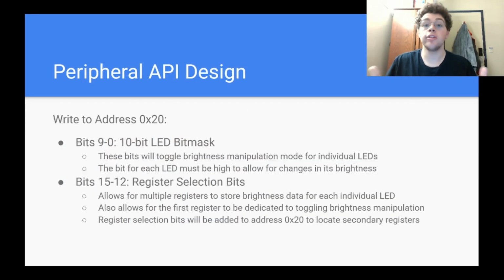To make the peripheral easy to work with for the programmer, we developed a simple API that goes like this. At the address 0x20, the I/O address, the I/O controller will enable the LED peripheral, and it will take in data from the accumulator. That data will be parsed into a section of 10 bits, 0 to 9, and 4 bits, 12 to 15. 0 through 9 is the LED bit mask. That is essentially what toggles LEDs to be changed or to not be changed when you change the brightness data.